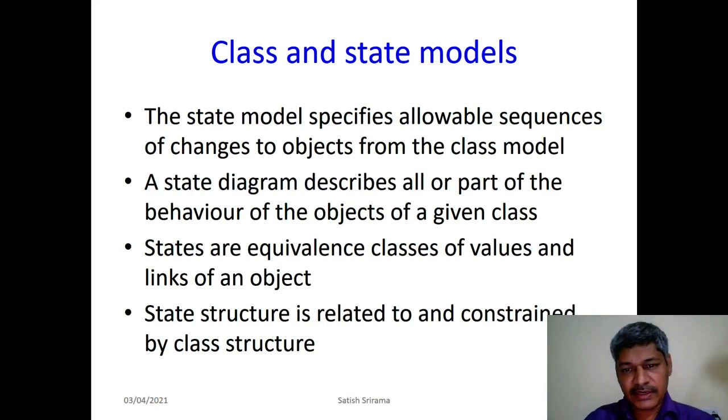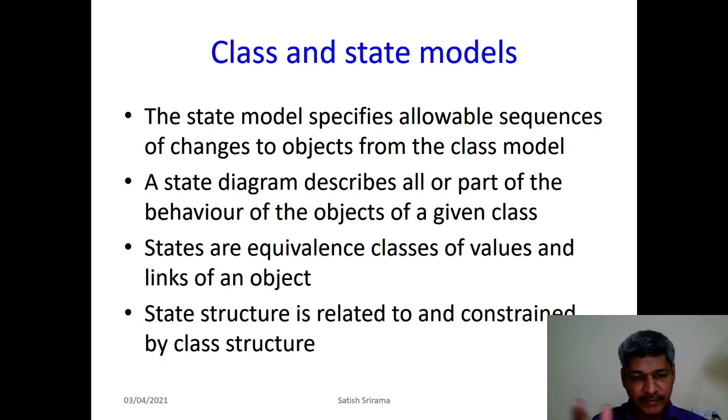A state diagram describes all or part of the behavior of the objects of a given class. So for the objects we are discussing, the state diagram describes either all the behavior of those objects or part of it. Some of the things you may ignore because they may not be so important. We have been discussing that it is all about abstraction, to what level you want to put the details.